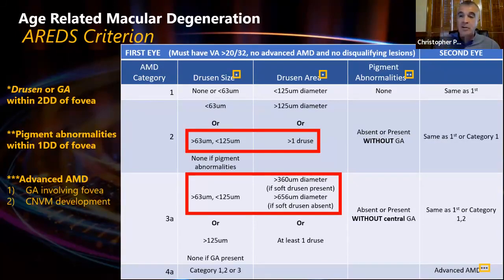So if you open the aperture, so to speak, and you start to apply the same AREDS criterion to that larger diameter in the back of the eye, you might find that some of your patients are beginning to fall into an AREDS 2 or an even AREDS 3 atrophic AMD.